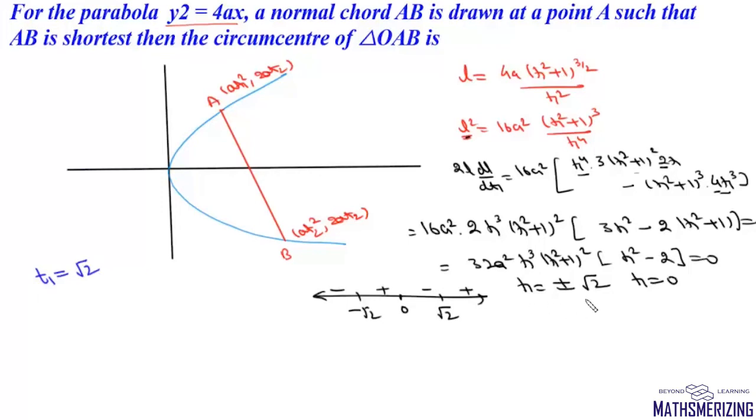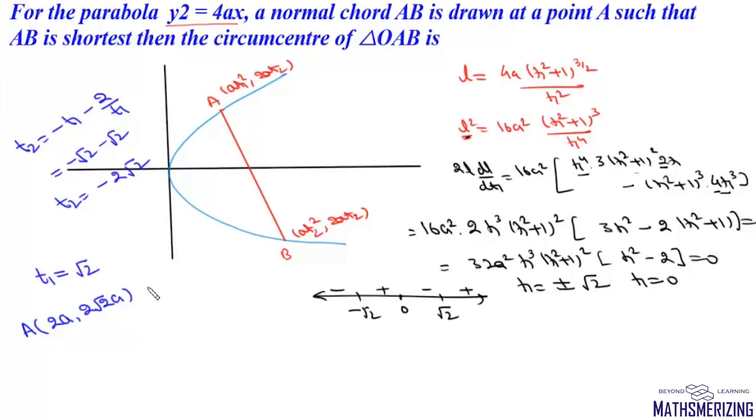So if the value of t1 is root 2, we can write this point A as (a t1 square, 2a t1). So it will be (2a, 2 root 2 a). Now we'll write this point B. Now we know that the relationship between t1 and t2 is t2 equals minus t1 minus 2 upon t1. So we'll put t1 as root 2. We'll write minus root 2 and then minus root 2. So actually the value of t2 is minus 2 root 2.